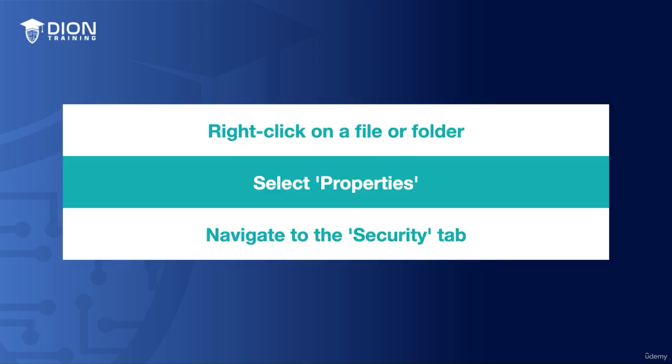In Windows, these file and folder permissions are accessed by right-clicking on a file or folder, selecting Properties, and then navigating to the Security tab. From there, you can edit the permissions for different users and groups, allowing them to read, write, execute, or even take full control of files and folders.